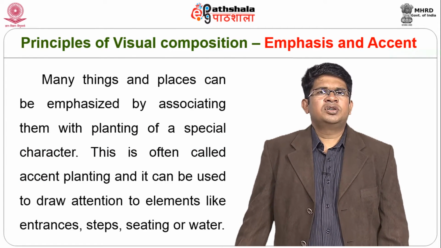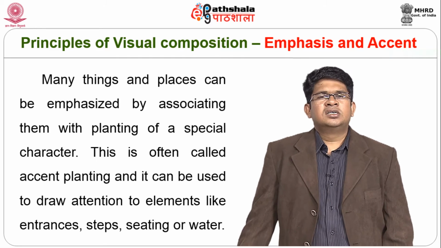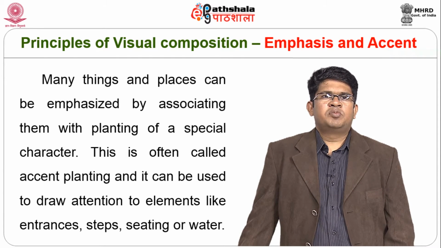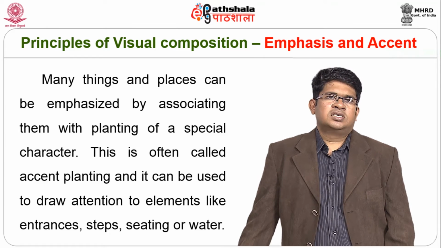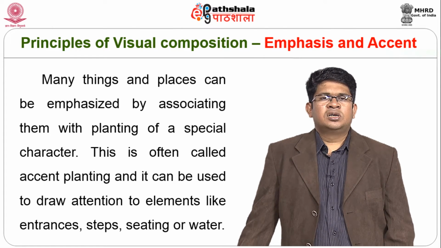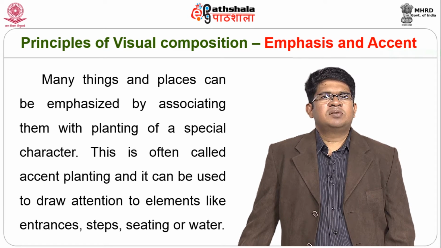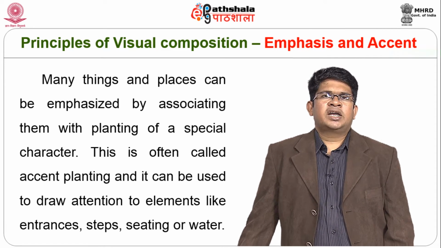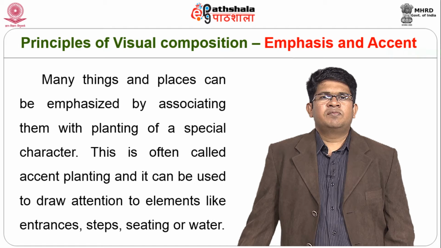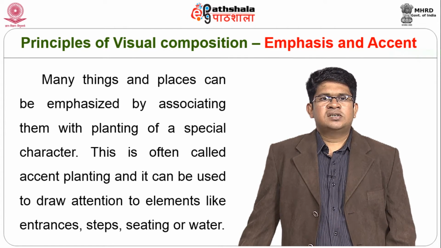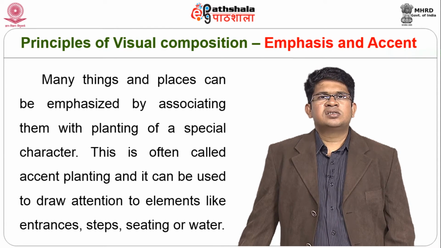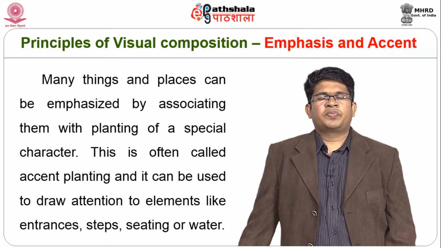So, in this particular module we would go further and see a few of these principles of visual composition. First thing is emphasis, emphasis and accent. As the word suggests, many things and places can be emphasized by associating them with planting of a special character. This is often called accent planting. It can be used to draw attention to elements like entrances, steps, seating or water.